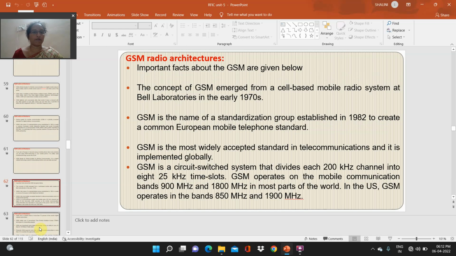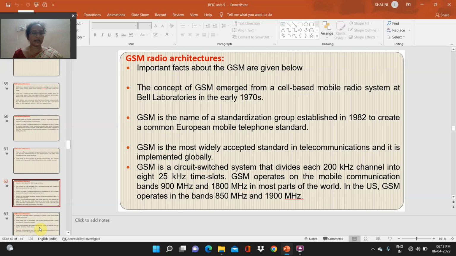So, important facts about the GSM are given below. The concept of GSM emerged from a cellular based mobile radio system at Bell Laboratories in the early 1970s. GSM is the name of a standardization group established in 1982 to create a common European mobile telephone standard.